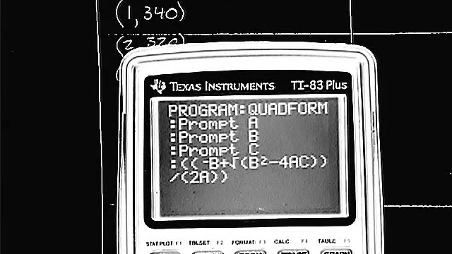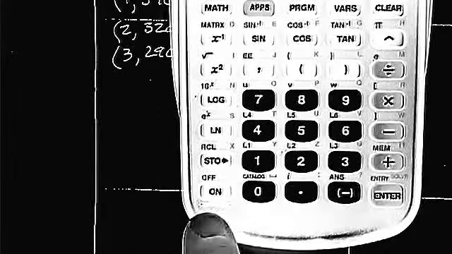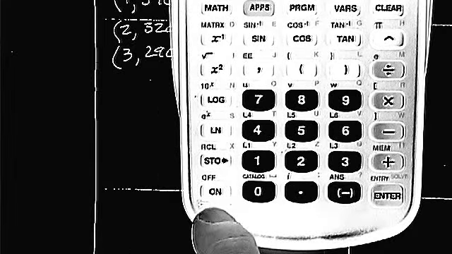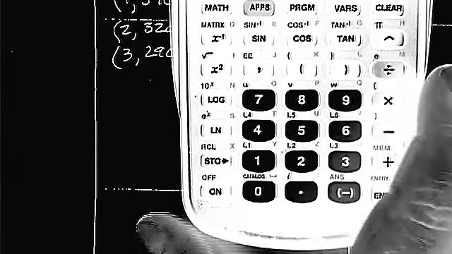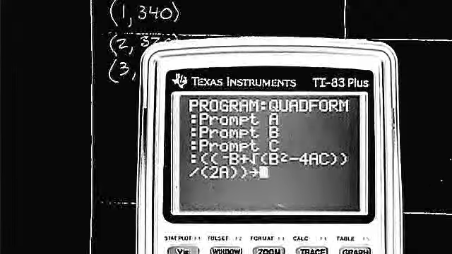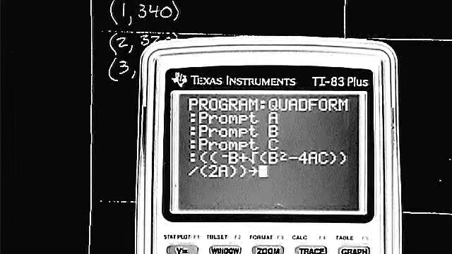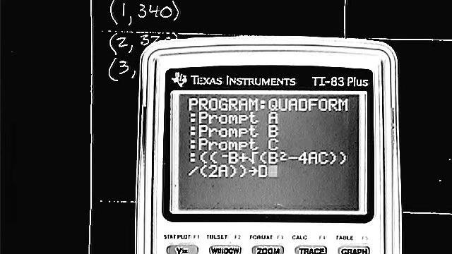Okay? So now, right above the on button is the STO button. I think that stands for store. So we're going to store it in a location. Which location do we want to store it in? We're going to store it in letter D. So I use the alpha and then the D.